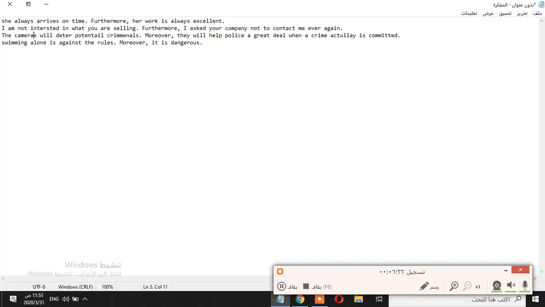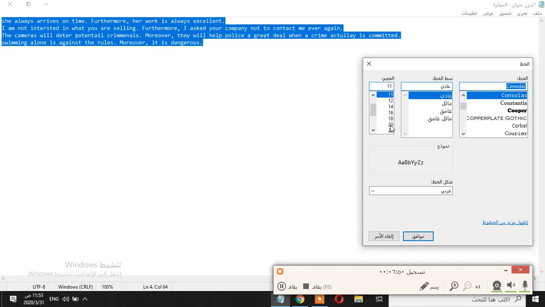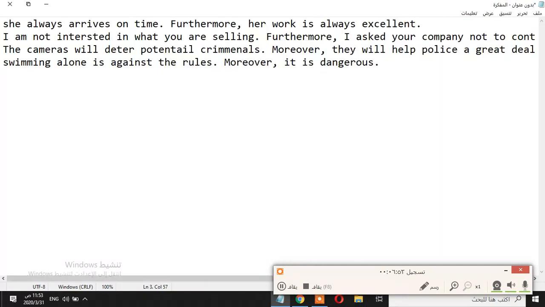I told you several times before that using sentence connectors, using transitional words, whether prepositions, sentence connectors, or coordinating conjunctions, is of utmost importance, because no one can write beautiful and academically correct sentences without being able to use sentence connectors or connectives. Another example shows how moreover is used: The cameras will deter potential criminals.